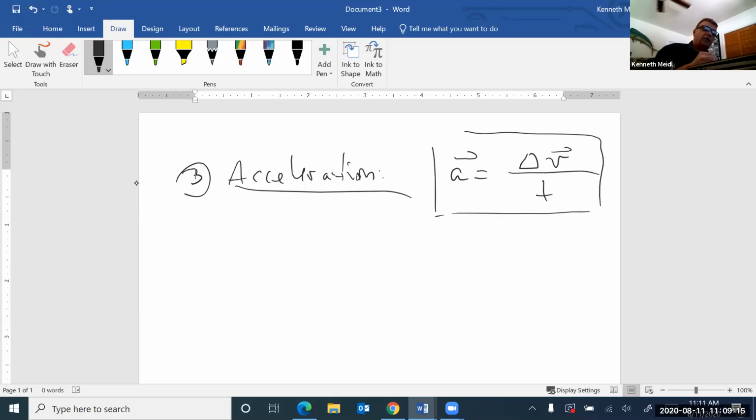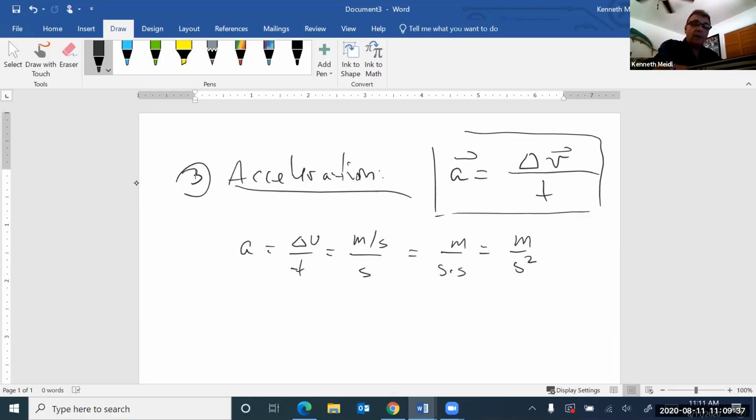Now, a change of velocity will be measured in meters per second. Time is going to be measured in seconds. And so what you end up with is meters, and you have seconds times seconds really on the bottom of that fraction. And so we get something like this, meters per second squared, or sometimes people will read this as meters per second. The way that I really like to think about this is meters per second per second.